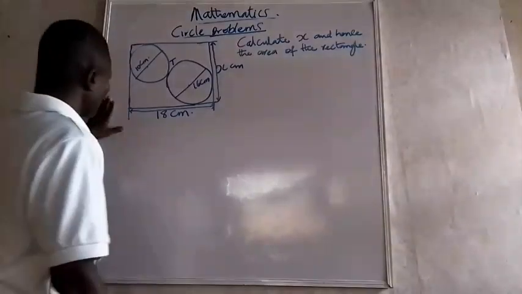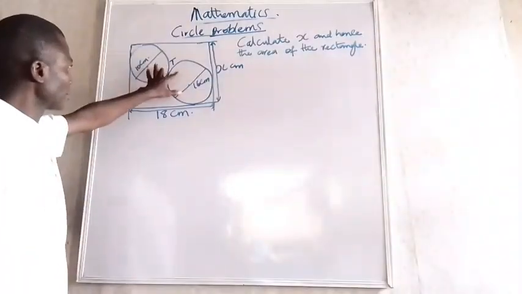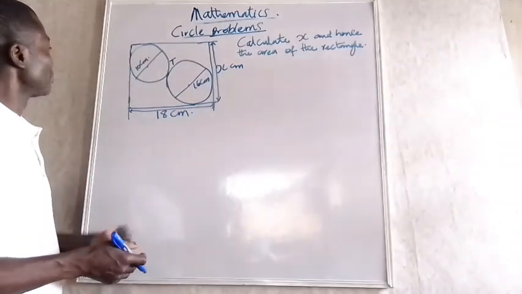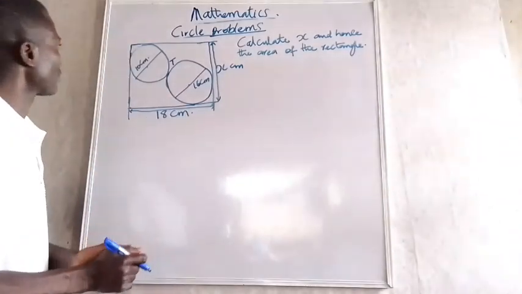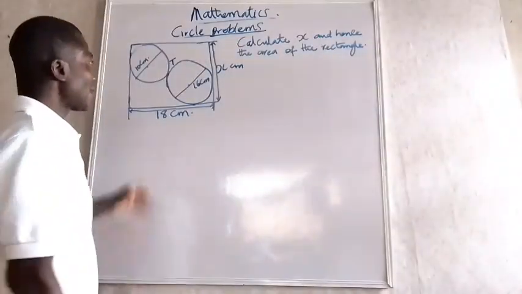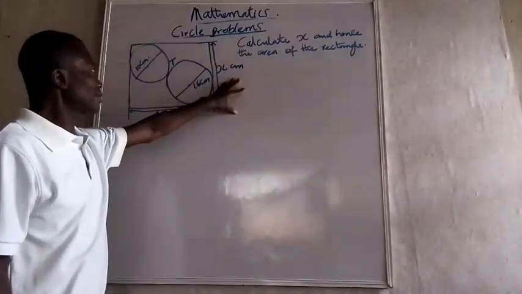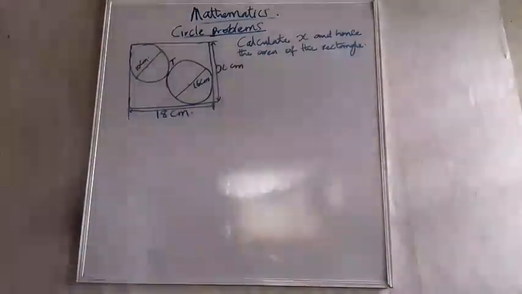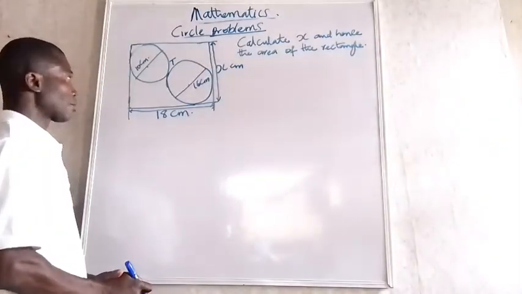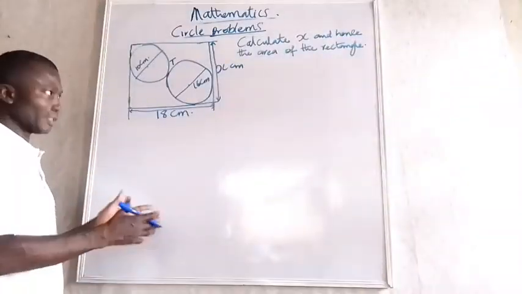Now we have this question. We have this diagram with two circles squeezed into a box of rectangular shape. And the base is 80 centimeters, the height is x centimeters. We are now asked to calculate x and the area. Using the knowledge of properties of circle and tangent, we will solve this one easily.